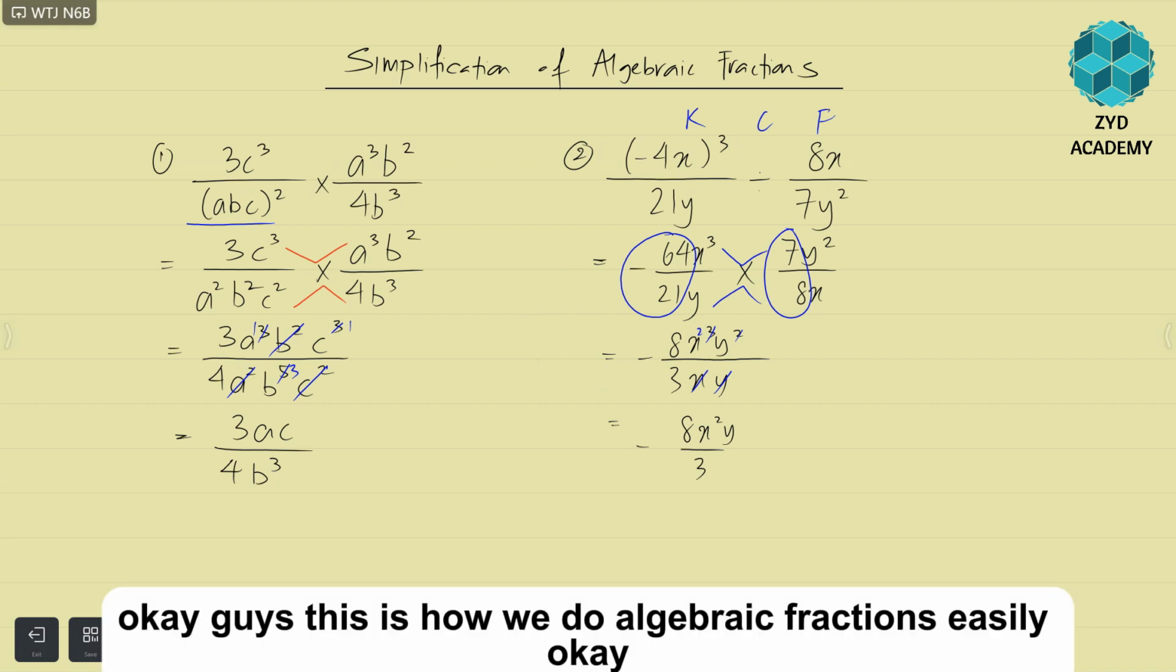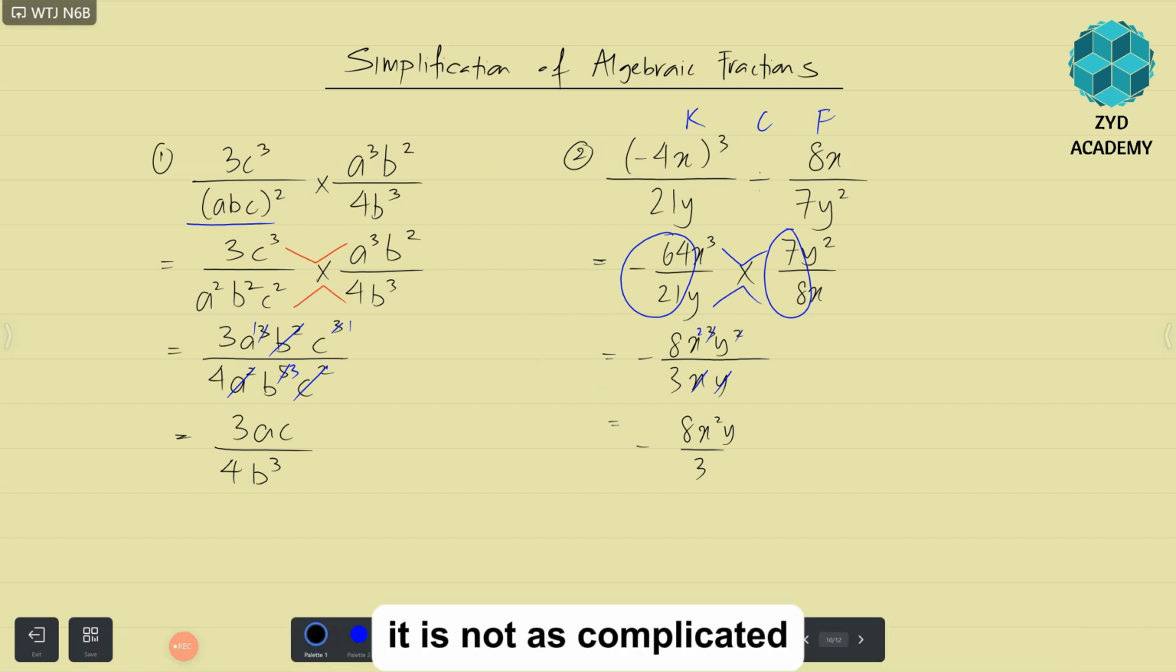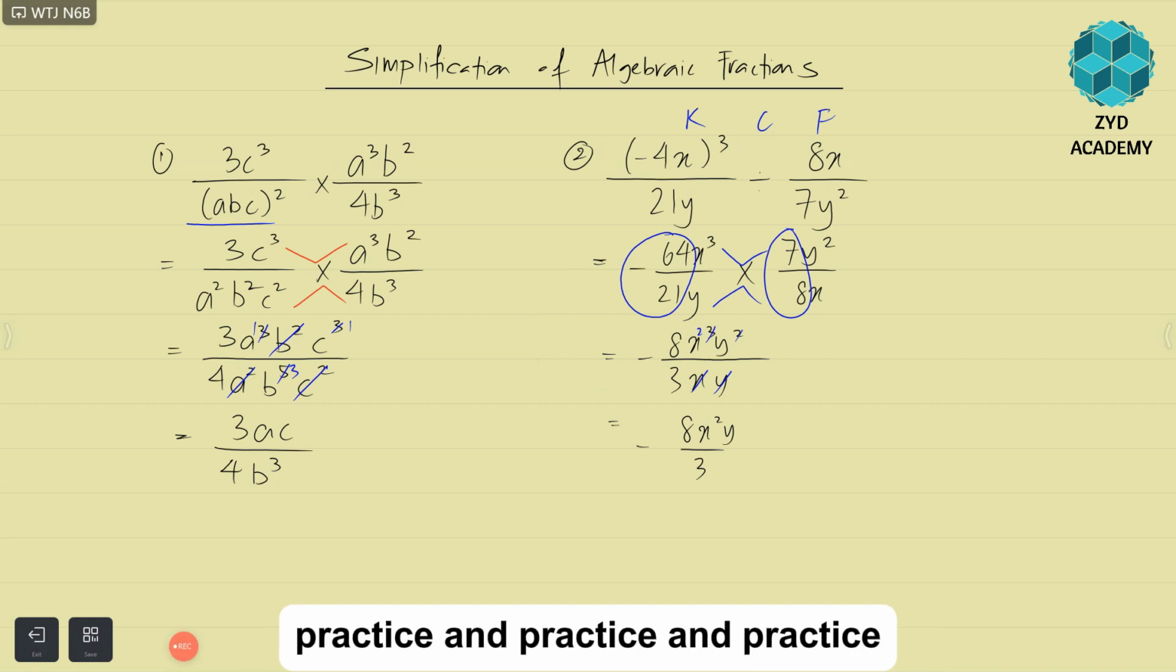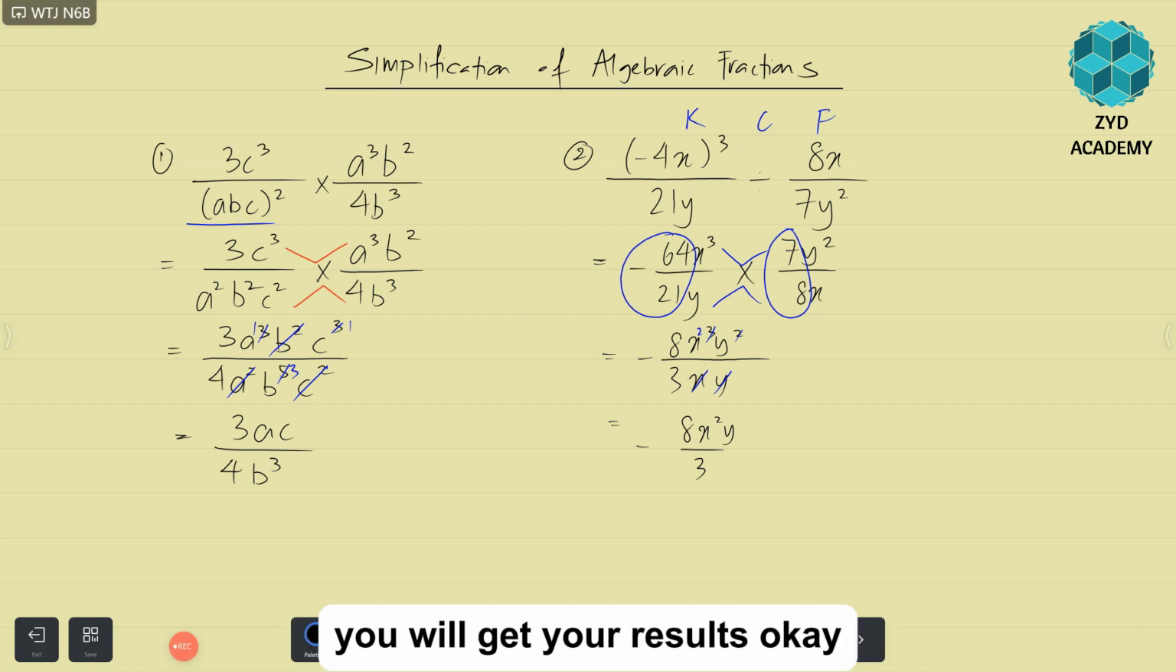Okay, guys, this is how we do algebraic fractions easily. Don't worry about fractions. It is not as difficult as it seems. Practice and practice and practice, and you will get your results. See you at the next video.